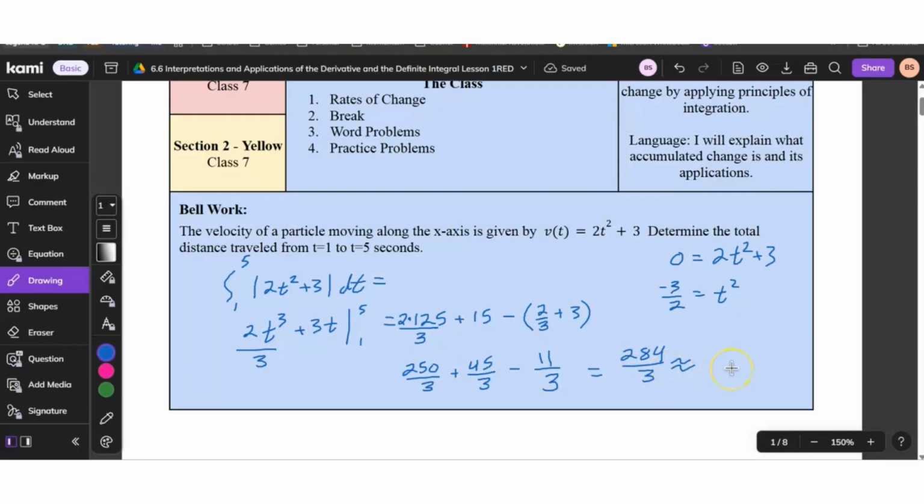Let's put that in our calculator. What do we get? 94.66, 94.6 repeating. Okay, now I will take questions. And if you are talking, I need you to stop. Whoever that is, I can hear somebody over here. Yes.